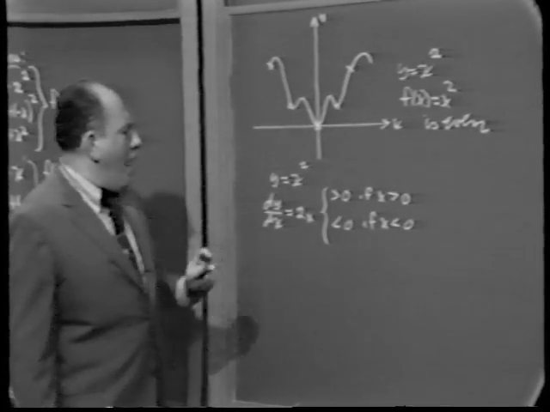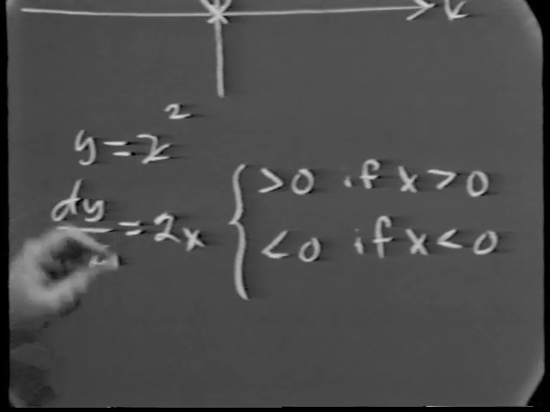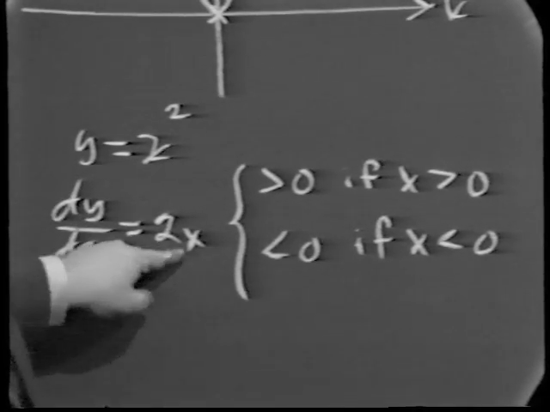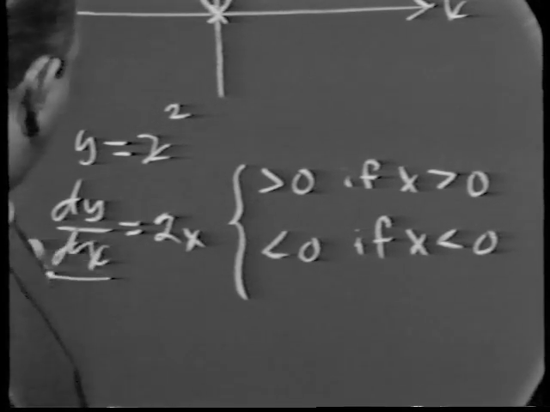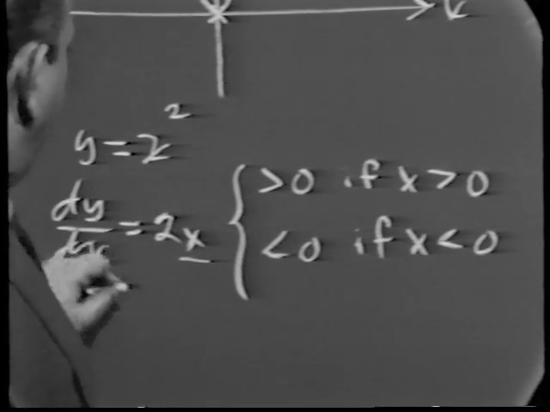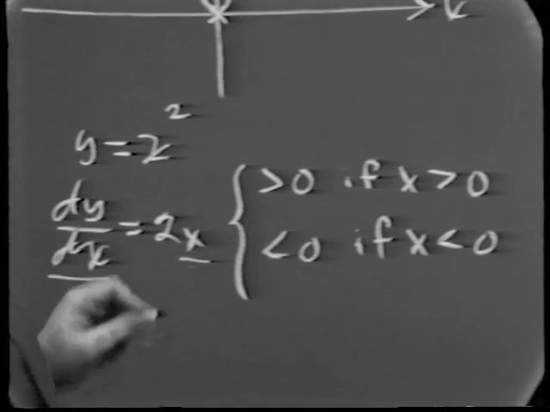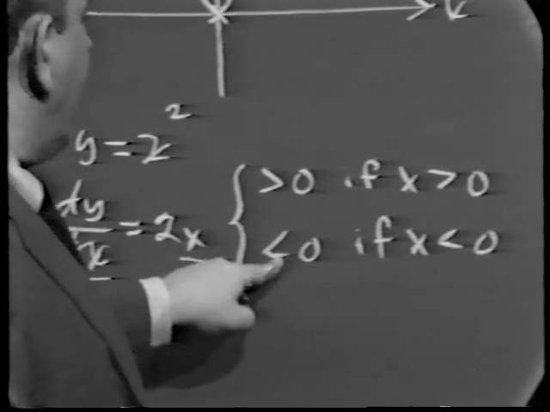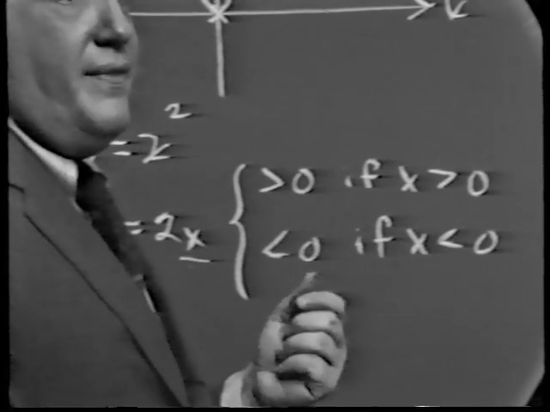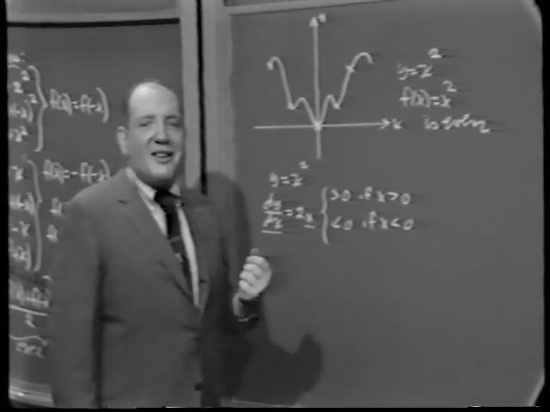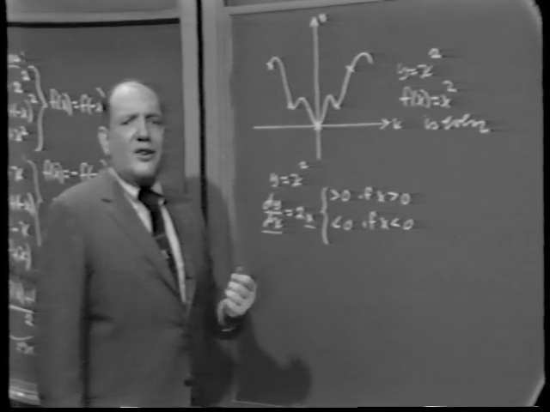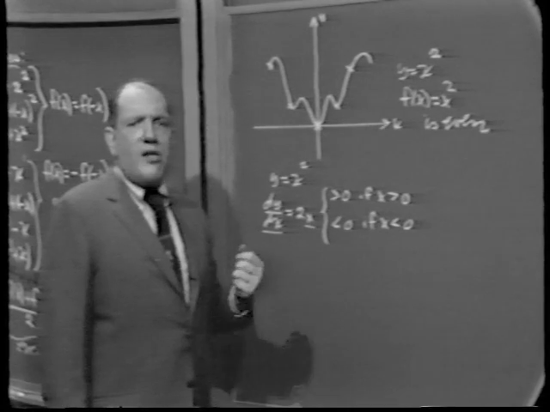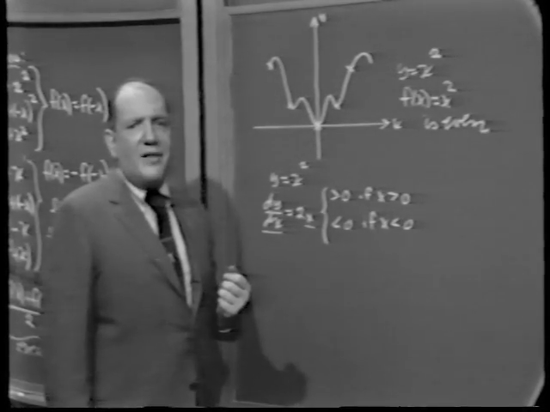Well, given that y equals x squared, we can easily verify that dy dx is 2x. Knowing that dy dx is 2x, that tells us, among other things, that dy dx and x have the same sign. In other words, dy dx is positive if x is positive, dy dx is negative if x is negative. In terms of geometry, that means what? That the curve is always rising for positive values of x and always falling for negative values of x.